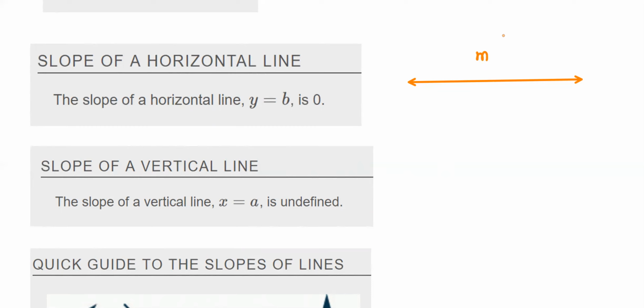Oh, by the way, we use the letter M for the slope, so I used the letter M. But I will introduce it to you formally when we look at the formula. So the slope is 0 for a horizontal line, okay?